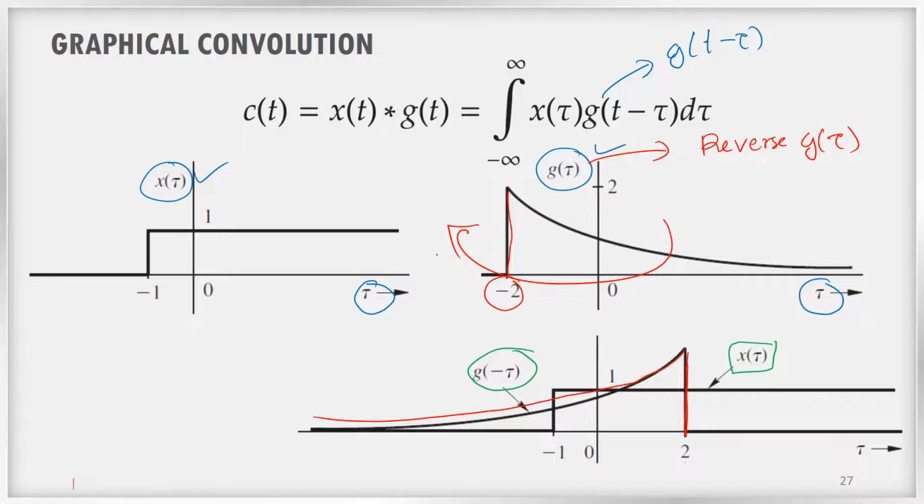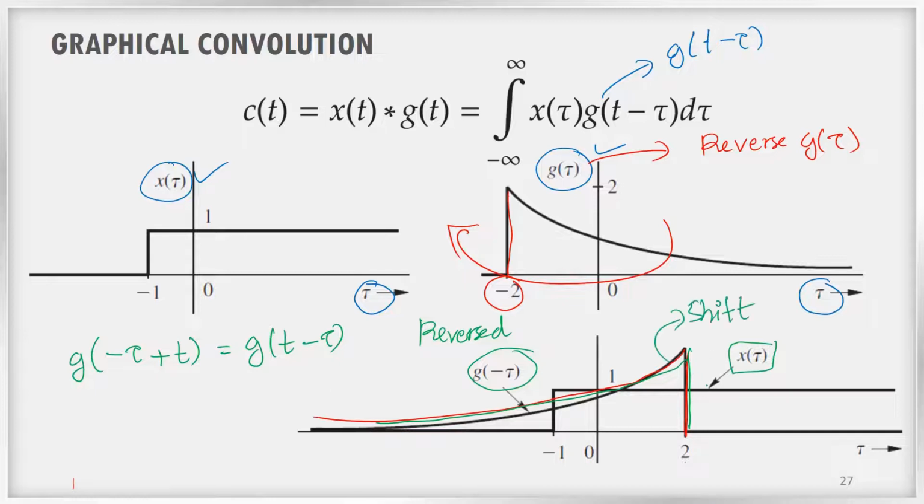For a reversed signal, shifting to the right side means advancing it. I can write it like g of minus tau plus t. I am trying to advance the g of minus tau signal by t time. So this is equal to g of t minus tau. So if I shift this signal to a location which is equal to t, then I will get the signals x of tau and g of t minus tau.